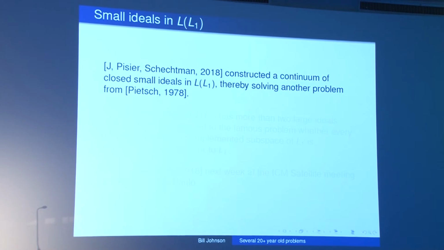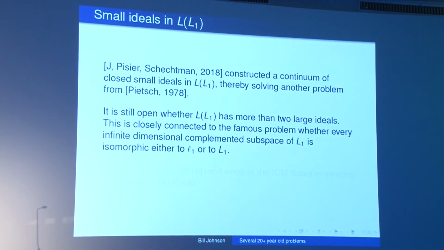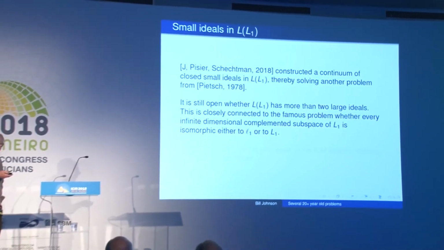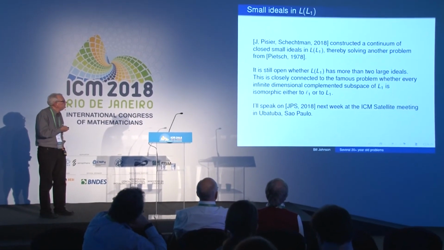So what we did is construct a continuum of closed small ideals in the bounded operators on L1, which solved actually one of the main problems that Pełczyński raised about closed operator ideals. But whether there are more than two large ideals, we don't know. And of course, this is connected, as I've already said, to the well-known problem whether every complemented infinite dimensional subspace of capital L1 is isomorphic either to little L1 or the whole space.